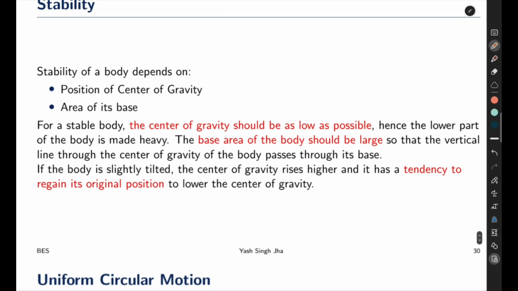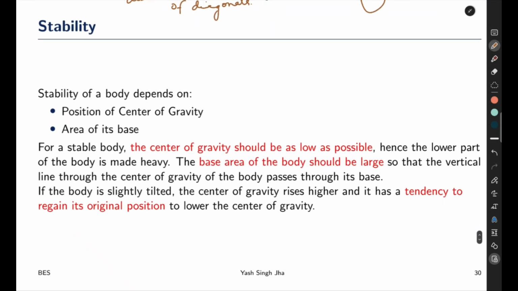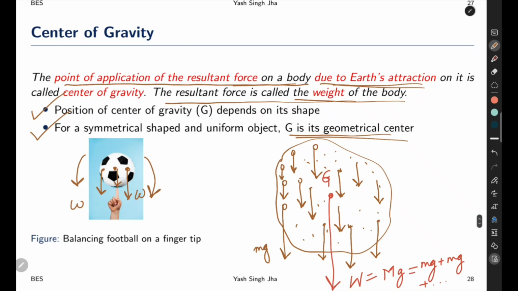Why do we need to understand center of gravity? Why is it so important? Because stability depends upon it. Just like we saw with the football, if the finger is placed directly under the center of gravity, you may balance it, and you can do all those tricks.